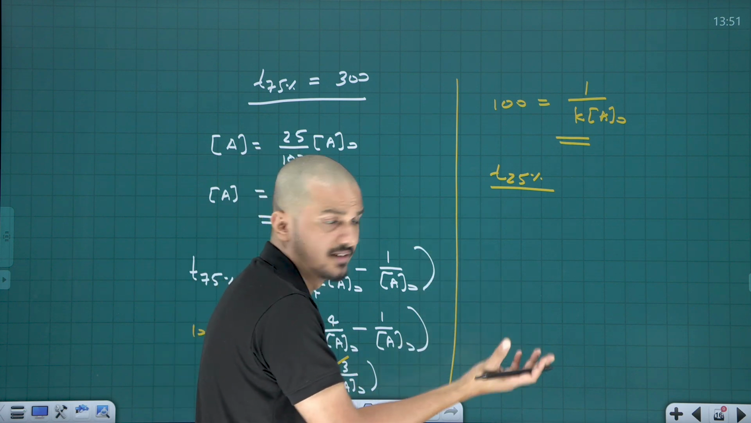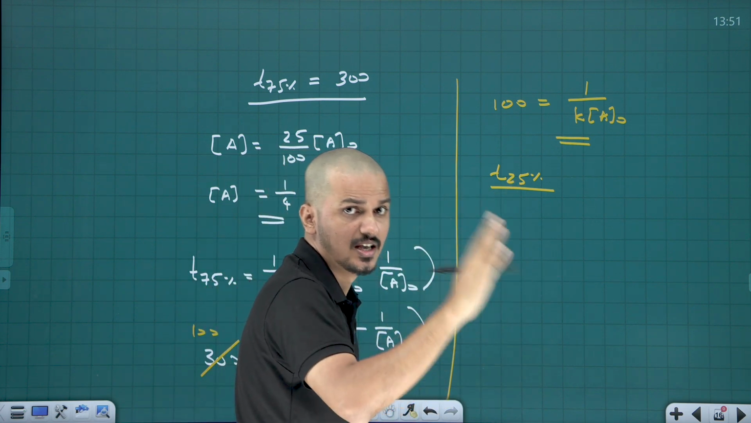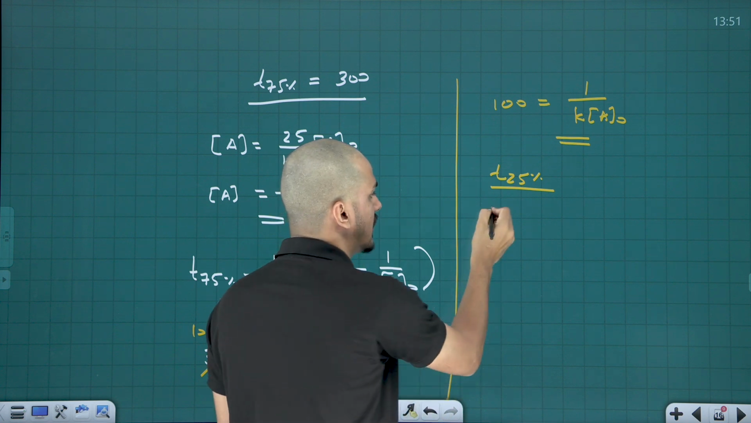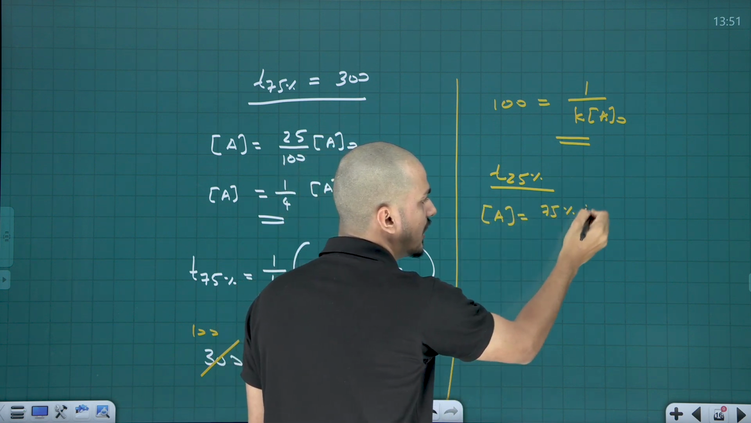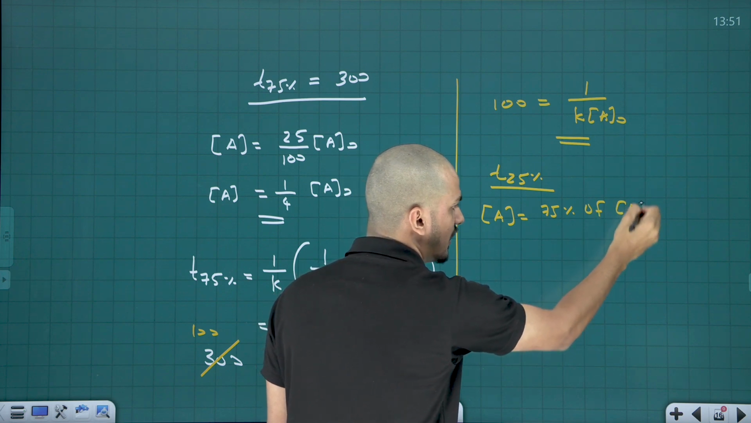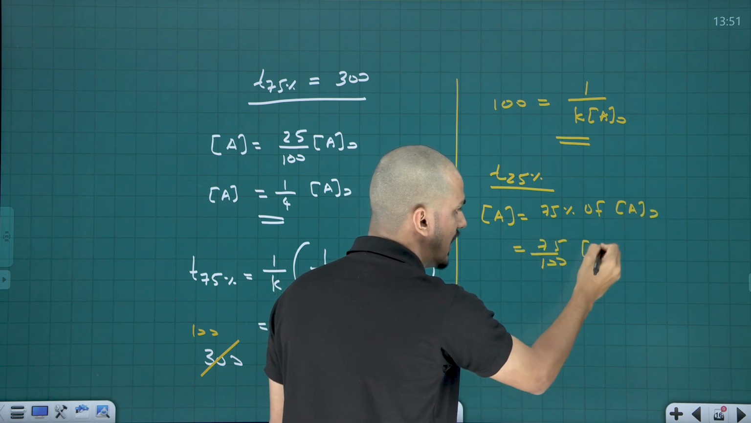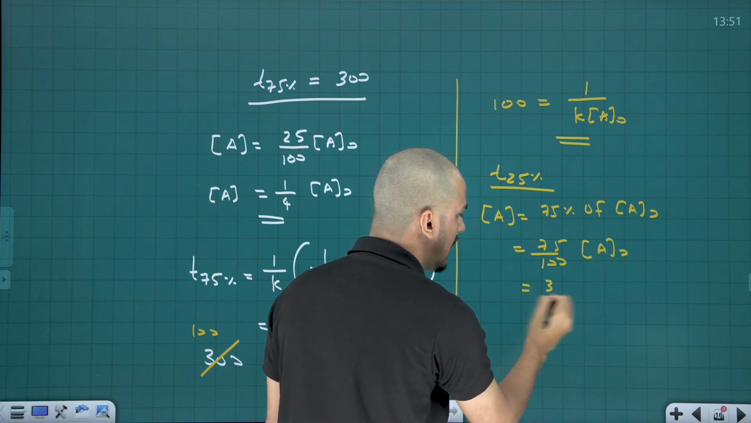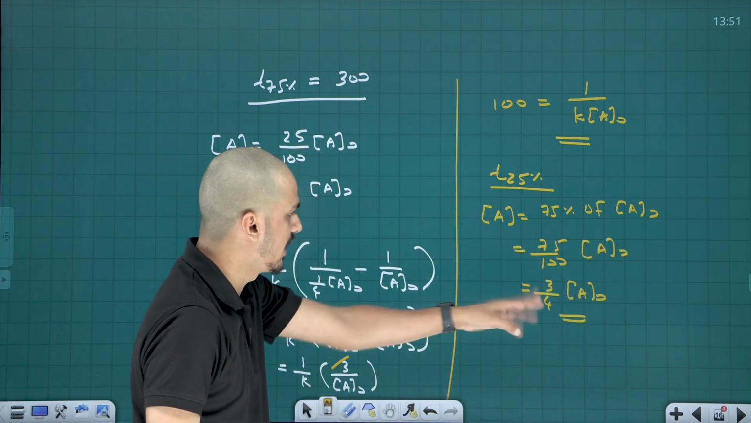So what's the idea again? T 25% means 25% reacted. Only how much is remaining? 75%. That means final concentration of A equal to 75% of A0 will be there. That means 75 by 100 of A0, that means 3 by 4 A0 will be remaining.